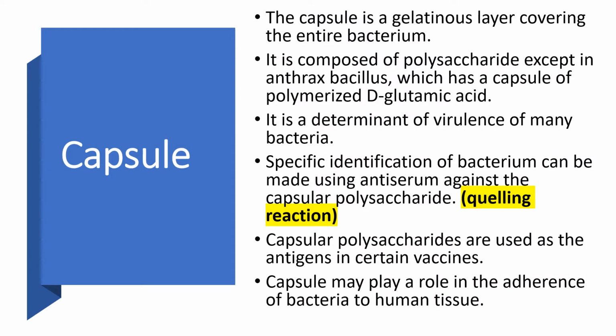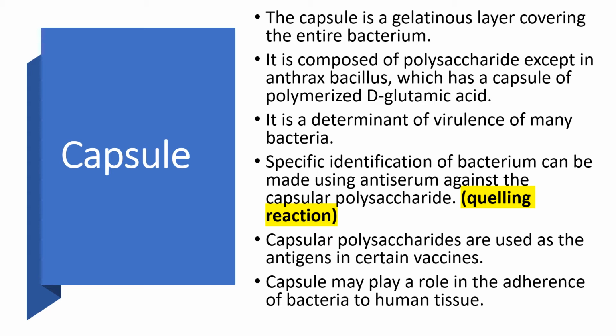Capsule. The capsule is a gelatinous layer covering the entire bacterium. It is composed of polysaccharide, except in Anthrax bacillus, which has a capsule of polymerized D-glutamic acid. It is a determinant of virulence of many bacteria. Specific identification of bacteria can be made by using antiserum against the capsular polysaccharide, that is shown by capsular swelling in a reaction called quellung reaction.